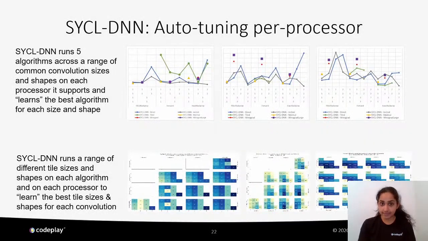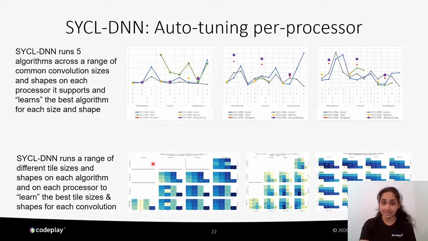In this slide, we try to understand how SYCL-DNN does auto-tuning per processor. The first 3 graphs represent different convolution algorithms. Convolution is one of the operations that is very commonly used in deep neural networks, and we can use different algorithms to represent this convolution operation. In this case, we use 6 different convolution algorithms, including direct, Winograd, tiled, IM2COL, and matrix multiplication, and the commonly used convolution shapes, and then see how a particular processor responds to each of these convolution shapes and algorithms. SYCL-DNN runs these algorithms for the different shapes of the convolutions, and it learns the best algorithm for each shape and size.